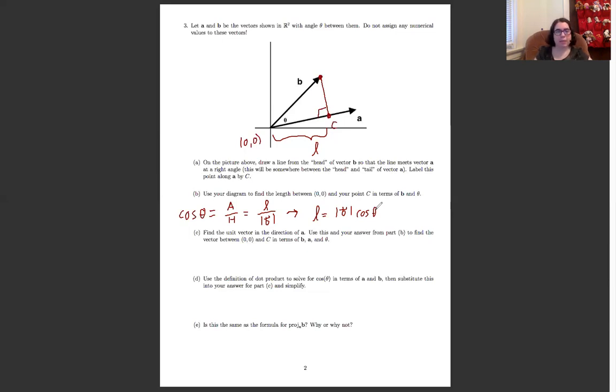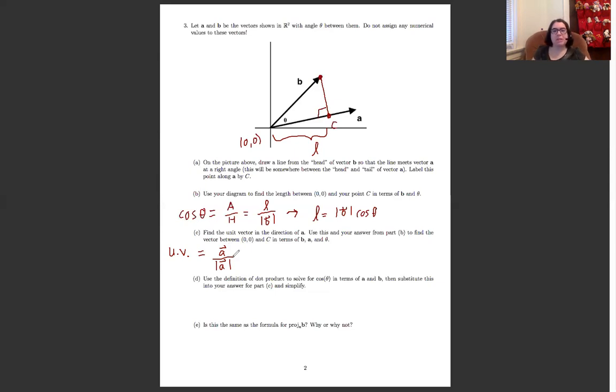For part C, I want to find the unit vector in the direction of A. And anytime I want to find a unit vector, this is not official shorthand, just something I write for myself, I'm going to take the vector and divide by its magnitude. This should be true no matter what I started with. If you wanted the unit vector in the direction of some new vector v, I would do the same thing. I would say v divided by its own magnitude.